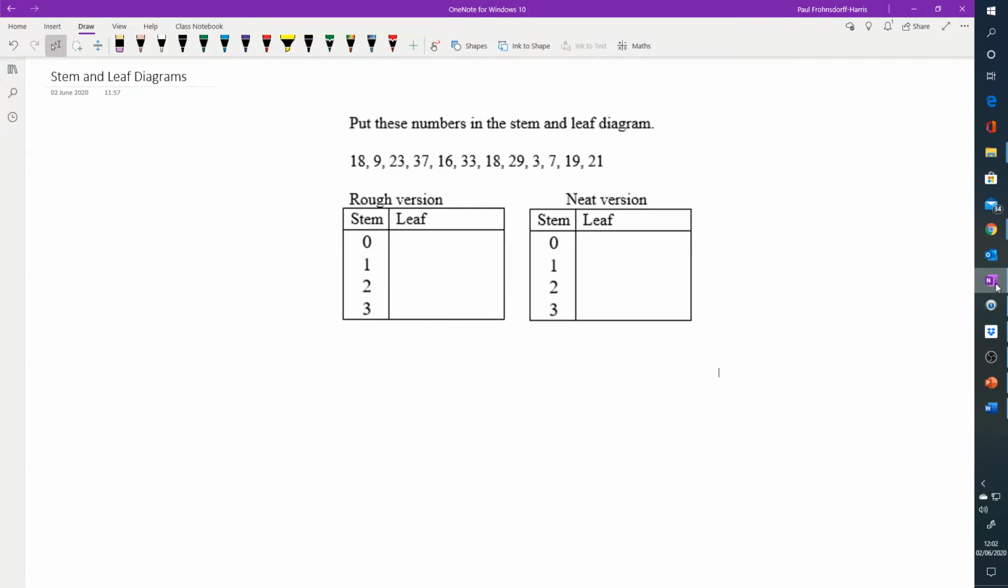Let's go onto stem and leaf diagrams. So stem and leaf diagrams are used to sort information and show how spread out it is. It's very good at looking at how spread out the data is quite quickly. This is how it would look.